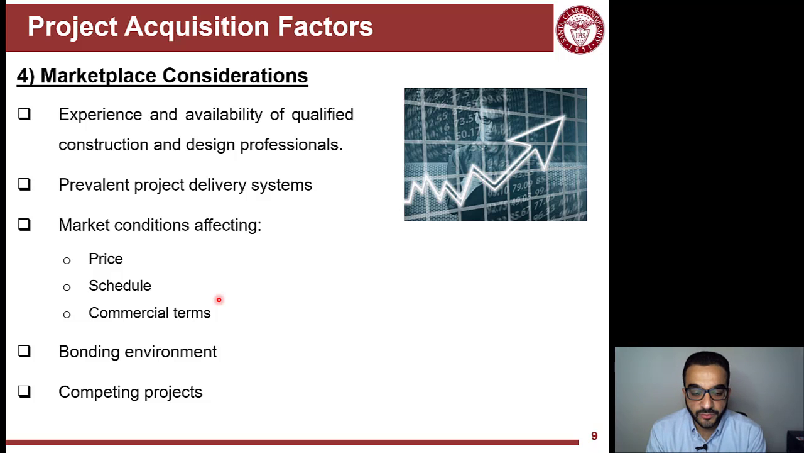Finally, competing projects, we covered that. But now from the owner's perspective, if you're Hilton or any chain of hotels building a new hotel, you need to be aware of the surrounding competing projects. If another chain of hotels is building in the same area, then the schedule can be tough, a factor to consider. And you need to be aware of how you're going to compete with this project. So this will set the standards and requirements for the project. So these are the marketplace considerations, with other things we covered before, that shape the acquisition strategy that the owner needs to define.